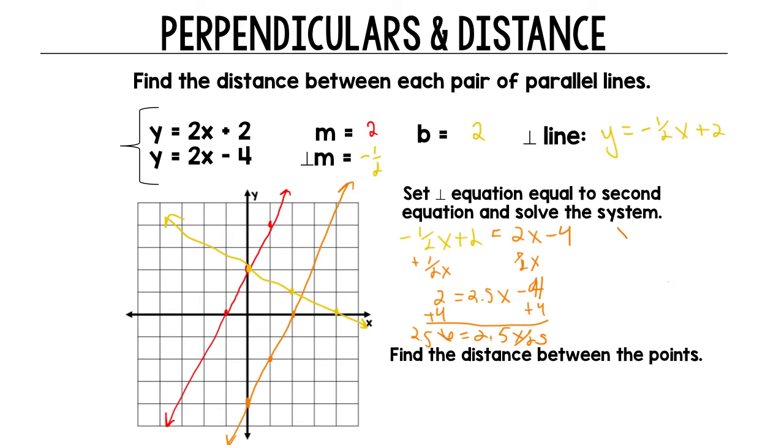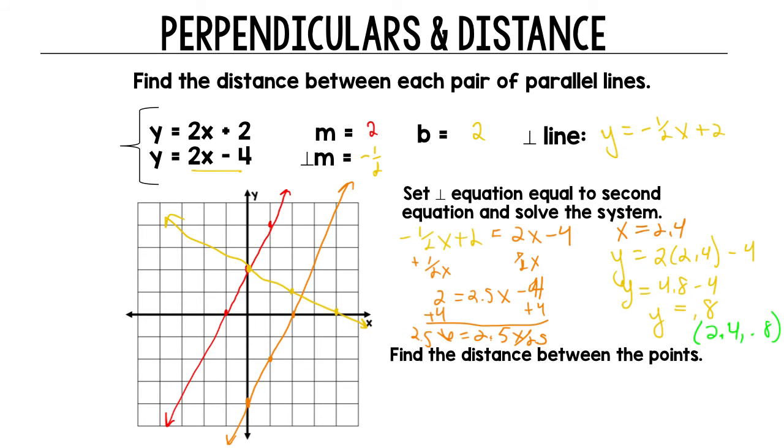Sorry, just checking my work. So we've got x is 2.4. Now we want y. So if x is 2.4, we can say y equals 2 times 2.4 minus 4, like we've got right there. So 2.4 times 2 is 4.8. And y equals 0.8. So the coordinate point that we care about in this case is going to be (2.4, 0.8). All right.